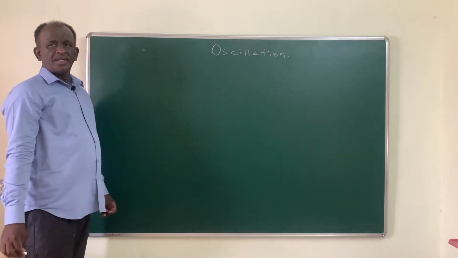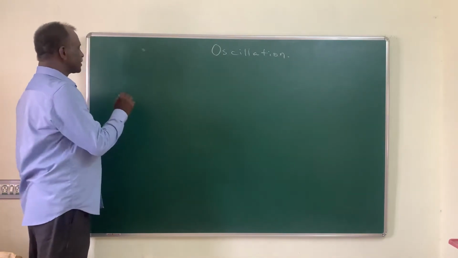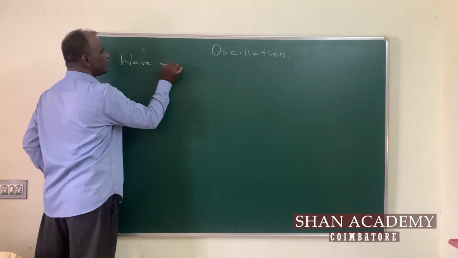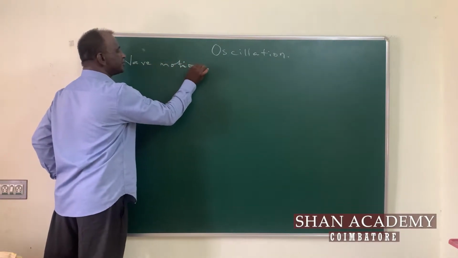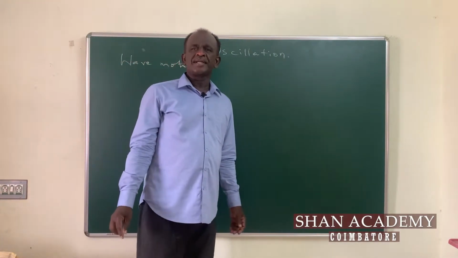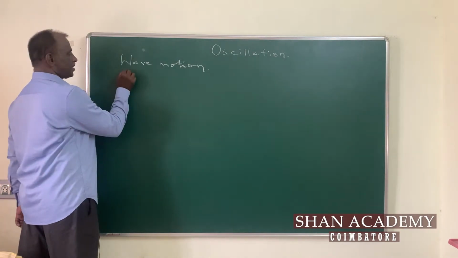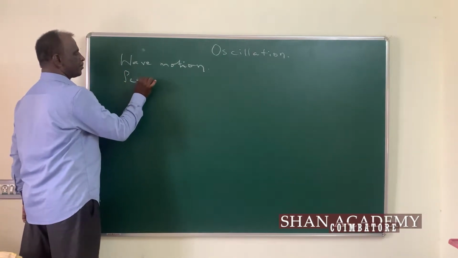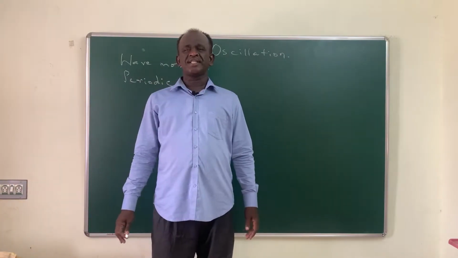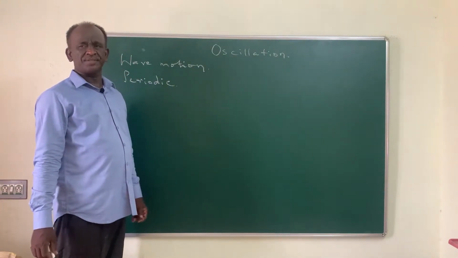Oscillations. The physics behind oscillation helps us to understand what is called wave motion. So we are familiarized with various types of motion. Among them, a special type of motion is called periodic motion. A motion that repeats at regular intervals of time is what is called periodic motion.